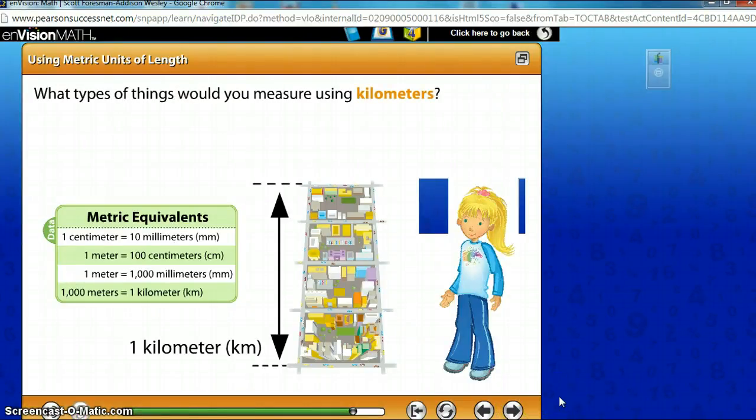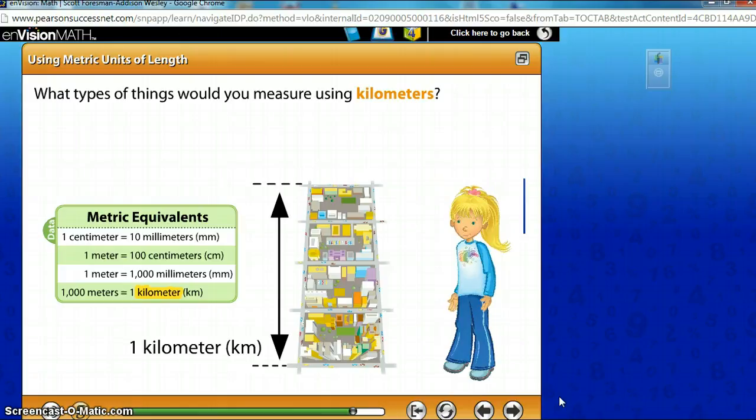What types of things would you measure using kilometers, besides the city block? Devin? A football field, you could, yeah. Although typically they're measured using what? Yards. Okay, but you could measure a football field, perhaps. Think about that one. Hope?